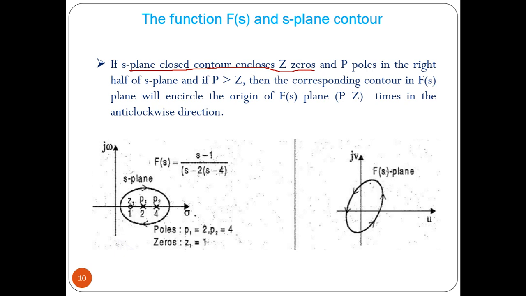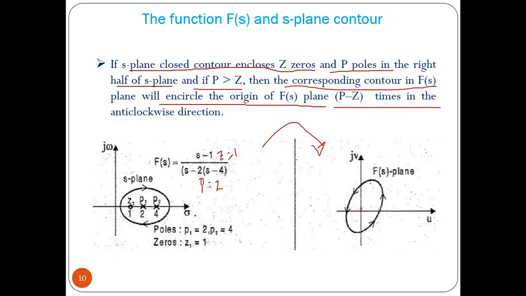and the S plane closed contour encloses Z number of zeros and P number of poles in the right half of S plane, then if P is greater than Z, here P equal to 2 and Z equal to 1, what will happen? The corresponding contour in the F(s) plane will encircle the origin of the F(s) plane P minus Z times in the anti-clockwise direction. So here P equal to 2, Z equal to 1, so we have only one encirclement about the origin, and the direction is anti-clockwise because P is higher than Z.